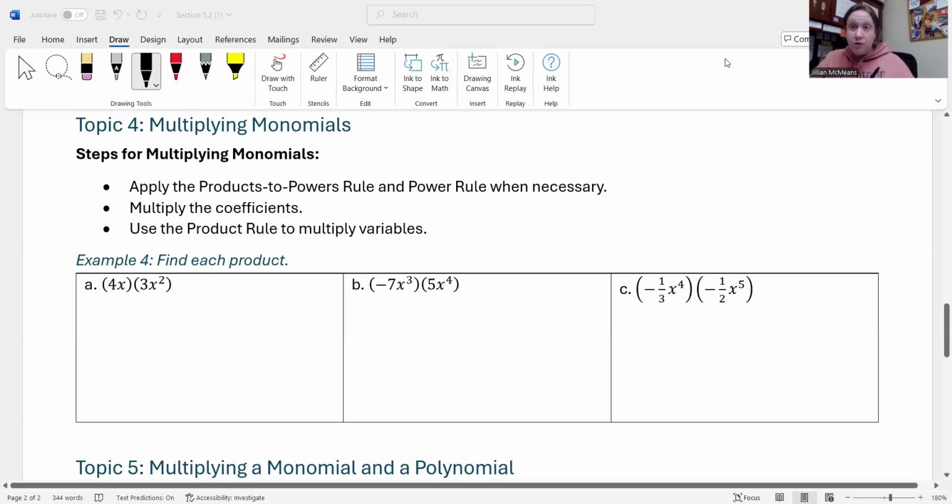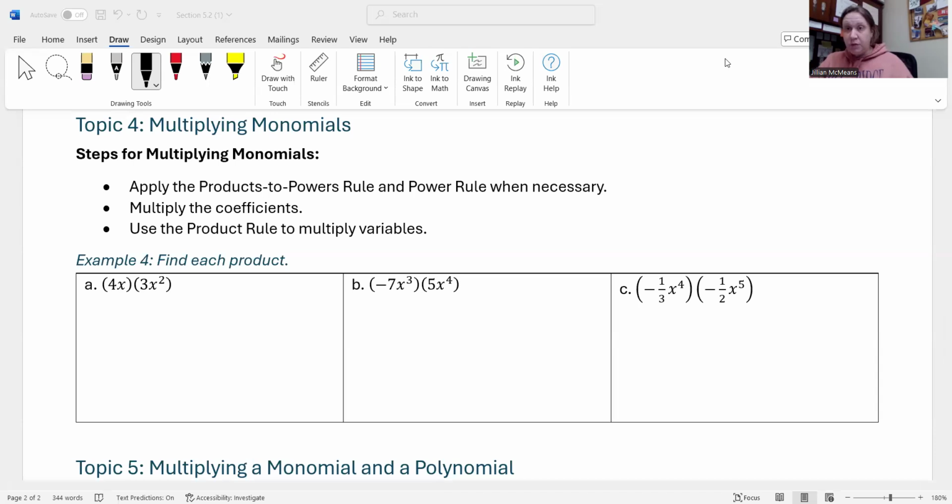So far, we've learned the three exponent rules that will help us with multiplying polynomials. So we had the product rule, the power rule, and the products to a power rule. Make sure you know how to use those. Make sure you have practiced those because those are going to be a key component to the rest of our examples with multiplying polynomials.